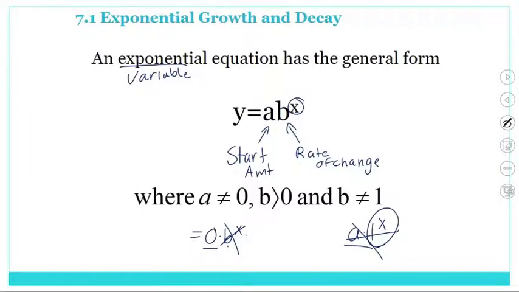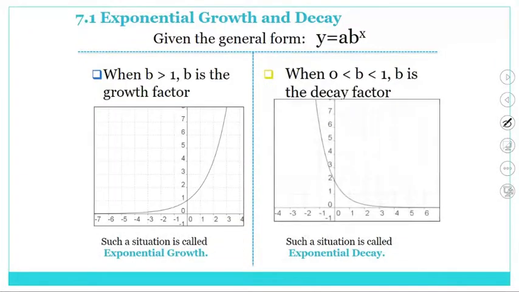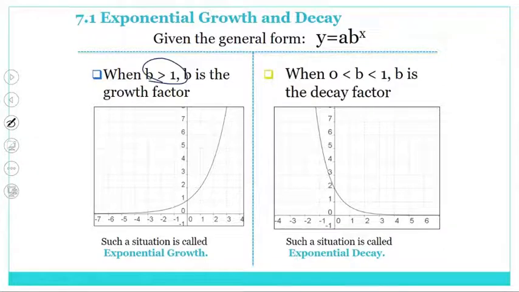You don't necessarily have to remember them, but you should at least know how they logically make sense and why they couldn't work. All right, so growth functions and decay functions. Growth functions, as pictured on the left, are when our b value is bigger than 1. And they typically look like this graph, where from left to right it's going upwards.